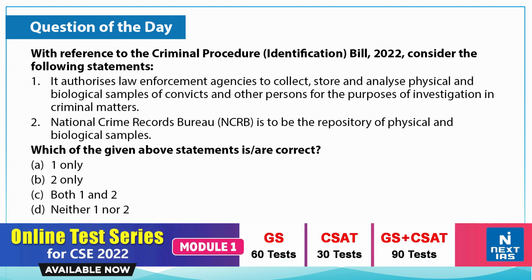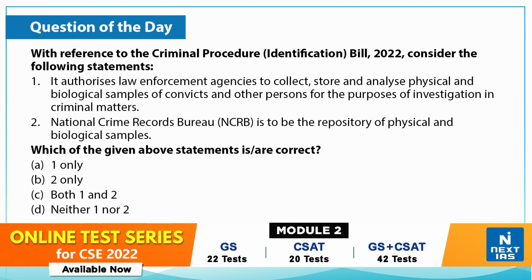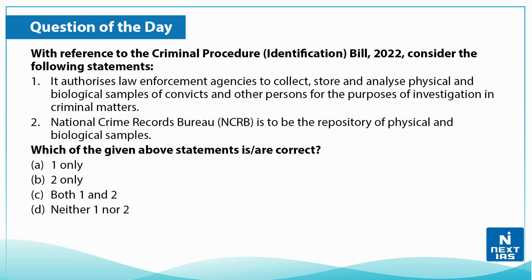With reference to Criminal Procedure Identification Bill 2022, consider the following statements. First, it authorizes law enforcement agencies to collect, store, and analyze physical and biological samples of convicts and other persons for the purpose of investigation in criminal matters. Second, the National Crime Records Bureau, that is the NCRB, is to be the repository of physical and biological samples. Which of the given above statements is correct?